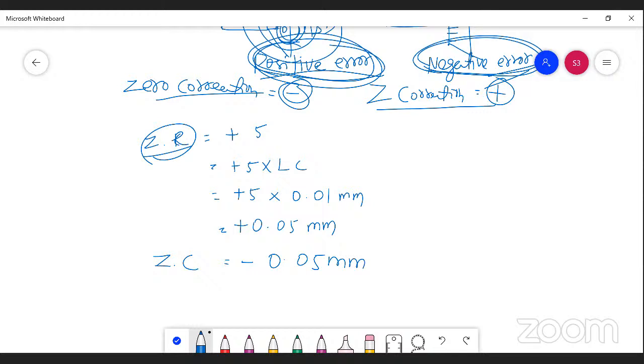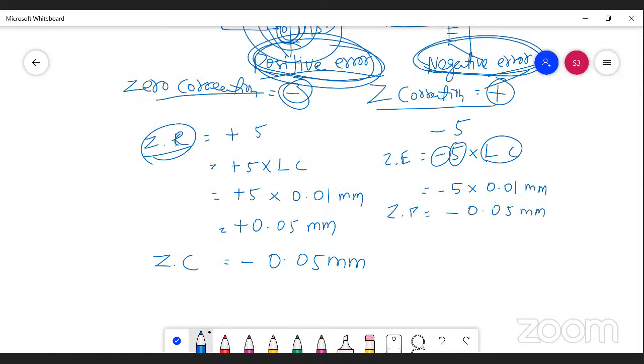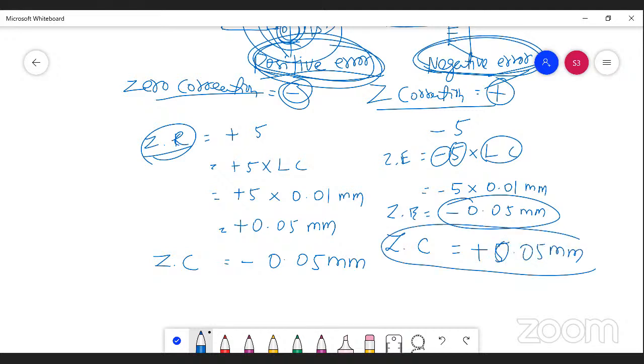Same for negative error: the error value is negative. Which line coincides with the reference line? Fifth division. So the value is minus 5 into least count. Negative error means the head scale zero is above the reference line of the pitch scale. So zero error is minus 5 into least count 0.01 millimeter, which is equal to minus 0.05 millimeter. This is the zero error. What is the zero correction? If the error is negative, the correction is positive, so plus 0.05 millimeter. This is the correction.